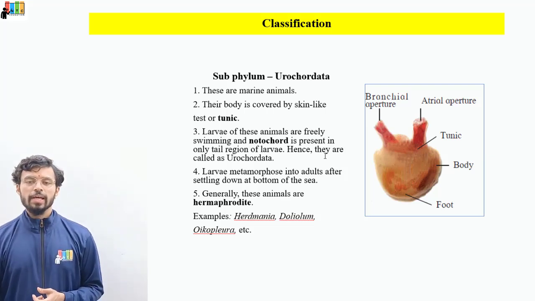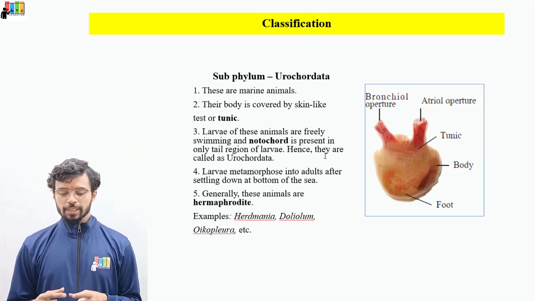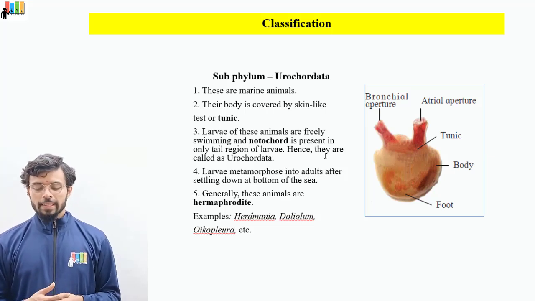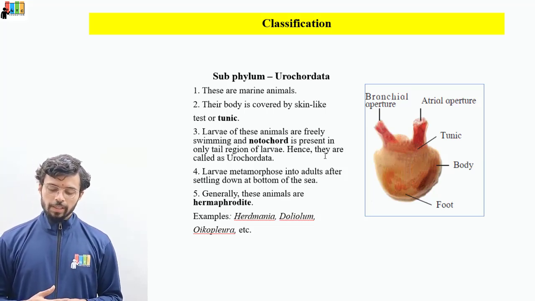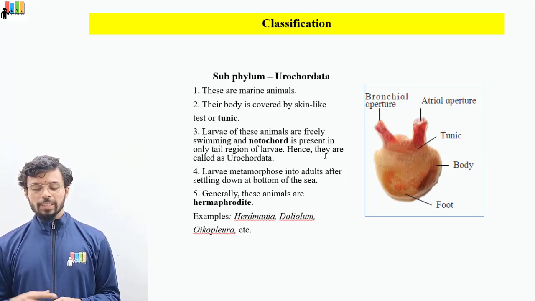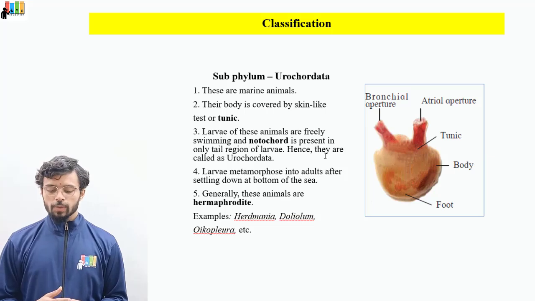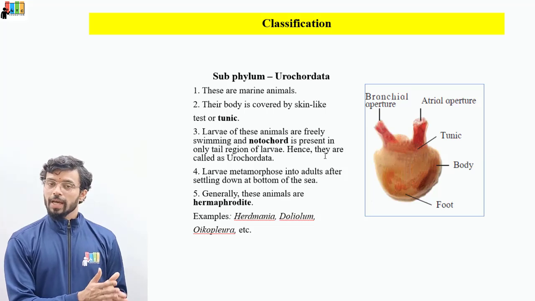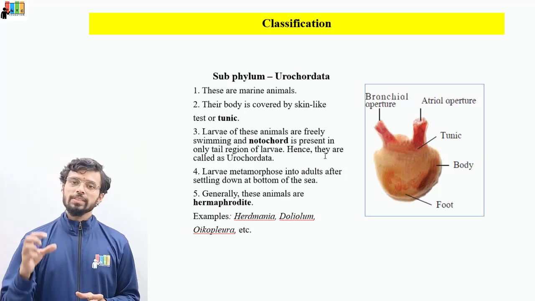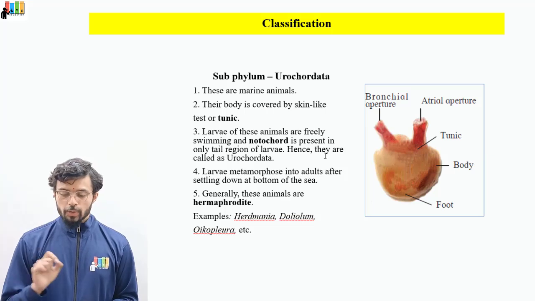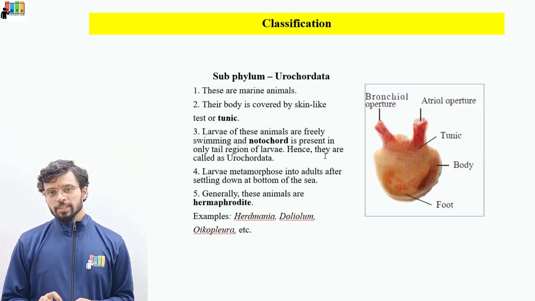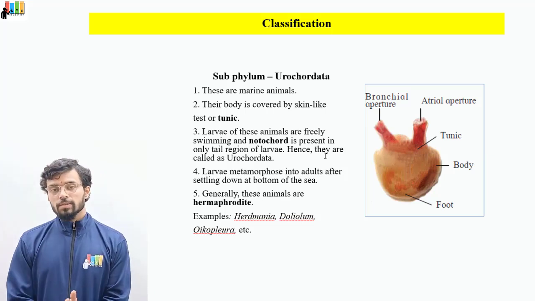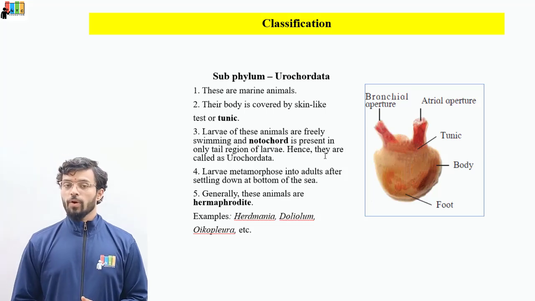So the first subphylum is of urochordates, also known as tunicates, since their body is covered in a skin-like test or tunic. The larval stages of these animals are free swimming, and notochord is present only in the tail region of the larvae. Hence, they are called urochordates. So now you see it is so critical to classify. We saw balanoglossus, which was a hemichordate, because even in the adult mature stage, it still has the notochord in the proboscis region. Urochordates have it only in the larval stages, but that bears a similarity with chordates. So they are grouped into a different phylum altogether, that is urochordates.